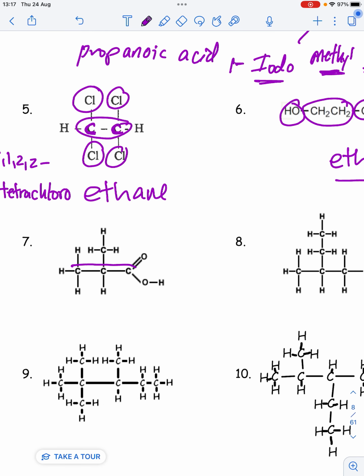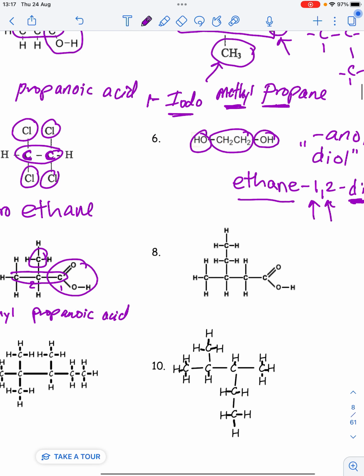We've got three, prop. We've got anoic acid, which doesn't need a number because it's always on the 1. If this is the 1, then that's the 2, and that's methyl. Sticking off of that, there's one carbon off of that. No number needed on that methyl.